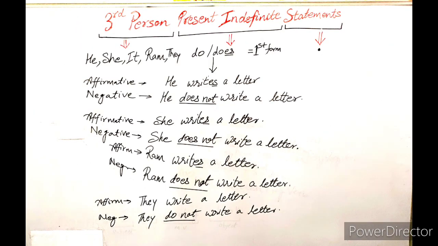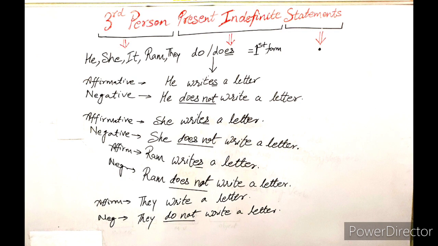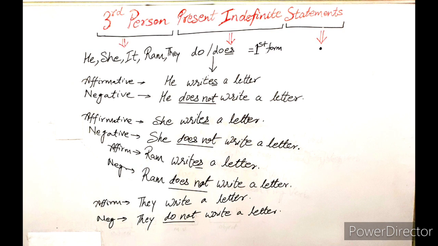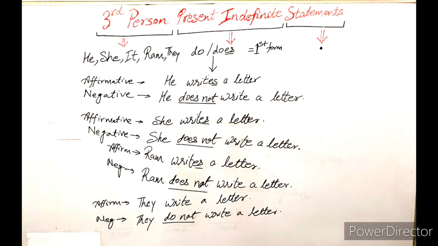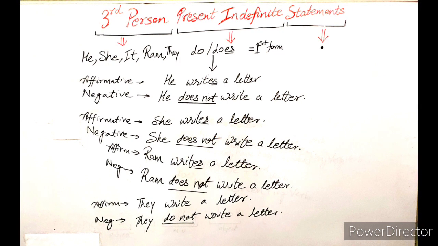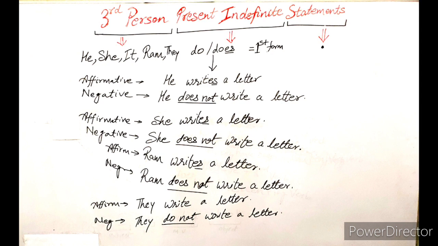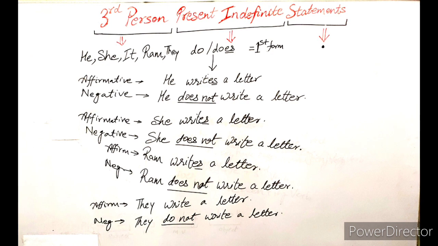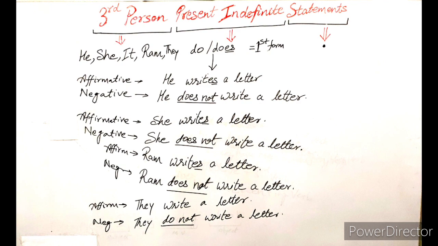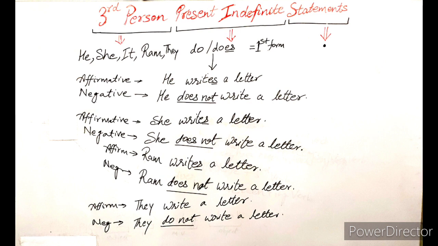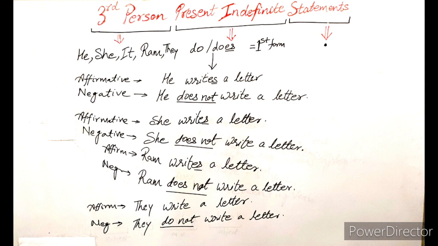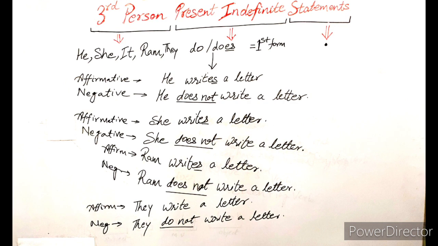Next, we have third person present indefinite statements. As we know, third person pronouns are he, she, it, Ram, and any singular form of the noun, and they or any plural form of the noun. We use does or singular form of the main verb with the singular pronouns, and do or plural form of the main verb with the plural pronouns. Affirmative statement example, he writes a letter. Negative statement example, he does not write a letter.